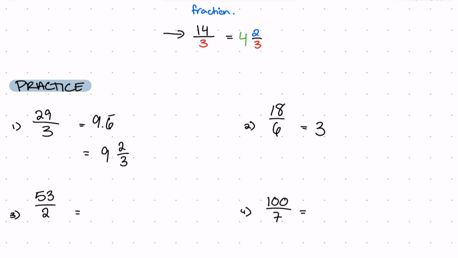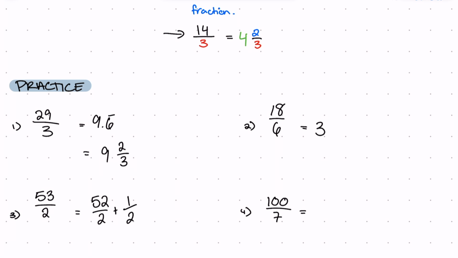This next problem's a bit more difficult. So we have 53 divided by 2. One way you could do this in your head is simply by doing 52 divided by 2 plus 1/2, right?